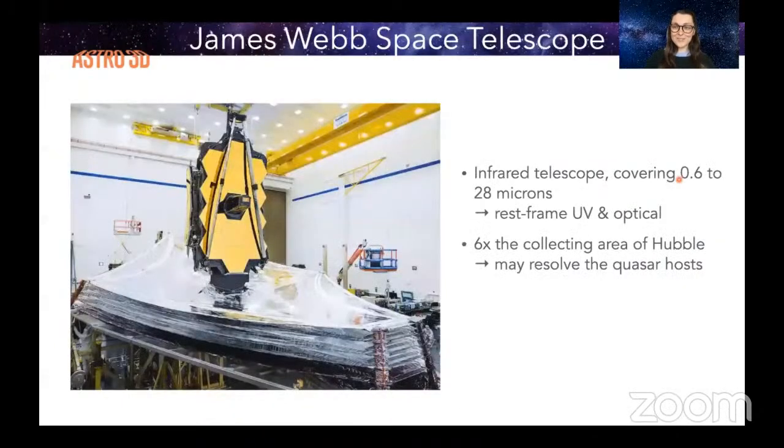So hopefully things will change with the launch of James Webb next year. James Webb, I'm sure you're all very aware, is an infrared telescope. And so what this means is that while HST can give us rest frame UV coverage of these redshift 6 quasars, we'll now be able to also observe their optical emission, which hopefully will make things a little bit easier as well. But the main exciting thing, I think, in terms of this kind of science is that with its much larger collecting area, Webb will have much better resolution, and hopefully we'll be able to start actually resolving some of these quasar host galaxies.